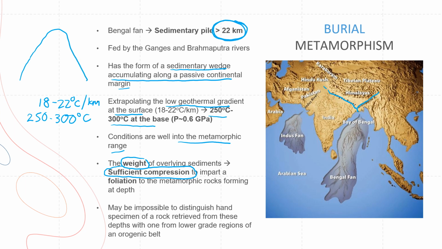So if it's heavy enough, then you will have pressure in this direction, and this is enough to impart foliation in the metamorphic rocks forming at depth. So especially the ones at the bottom of the pile, this amount of weight is sufficient for it to form foliation, and it may even be impossible to distinguish between hand specimens of a rock retrieved from these depths and one from lower grade regions of an orogenic belt.